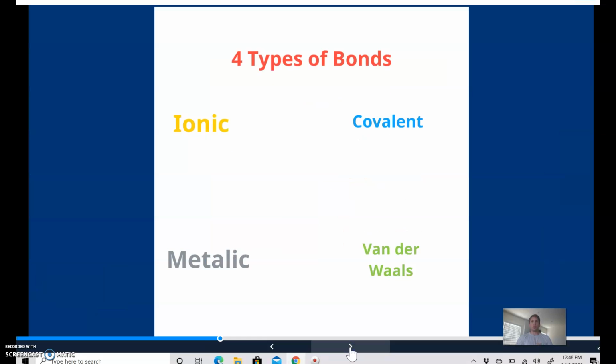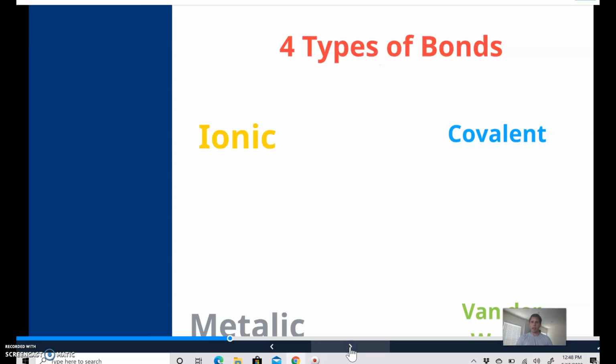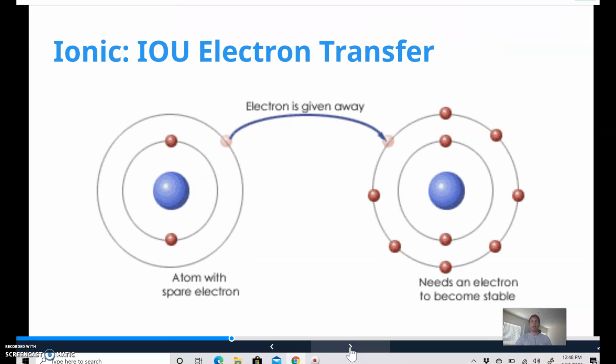All right, so going into bonds, there are 4 kinds of bonds. There's ionic, covalent, metallic, and van der Waals. Now, really quickly, ionic bonds: these are when an electron is given away, such as in the case of sodium and chlorine to form sodium chloride, which is table salt. One electron in sodium is readily given away to chlorine in order to complete both their rings and make them more stable. However, they are kind of bonded and stuck together in so doing.